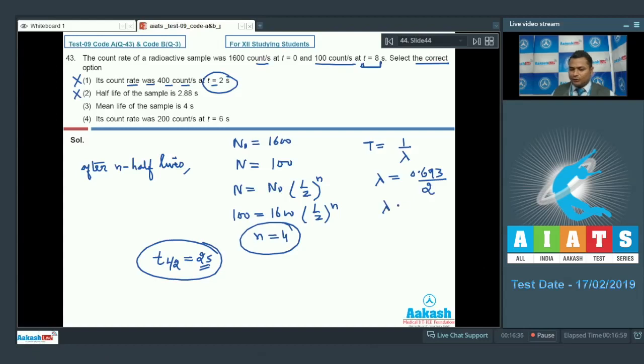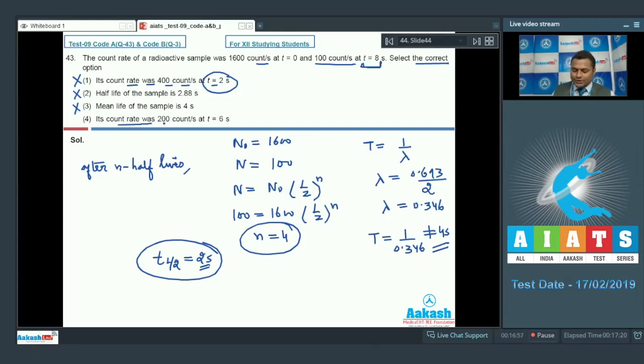So we will get the value of lambda as 0.346, and as a result we will get T equal to 1 upon 0.346, which never equals 4 seconds. So option number 3 is also wrong. Now we are left only with option number 4.